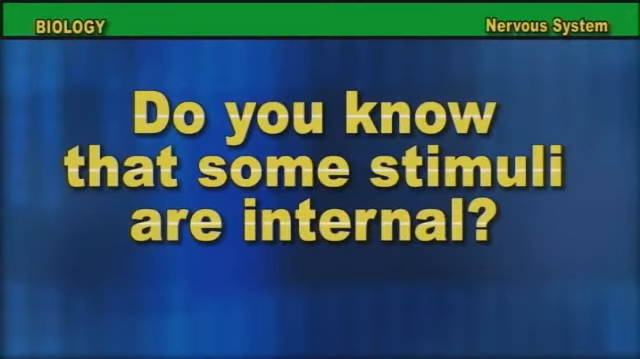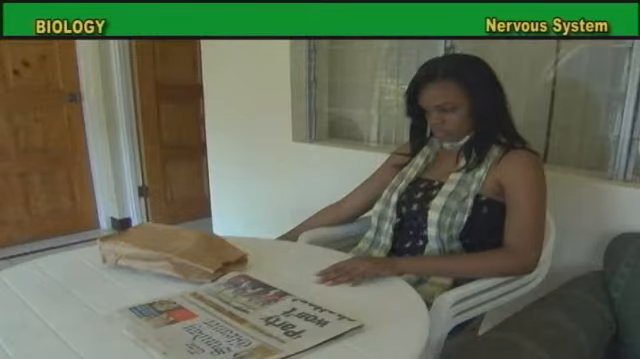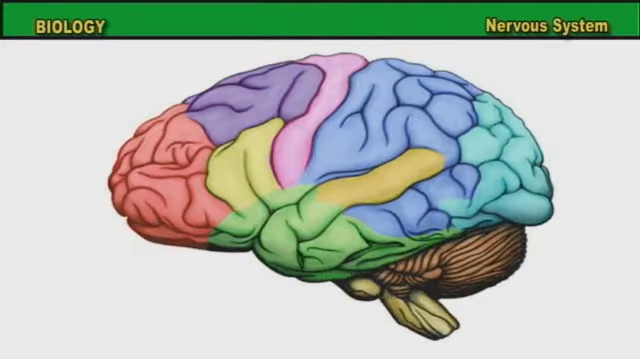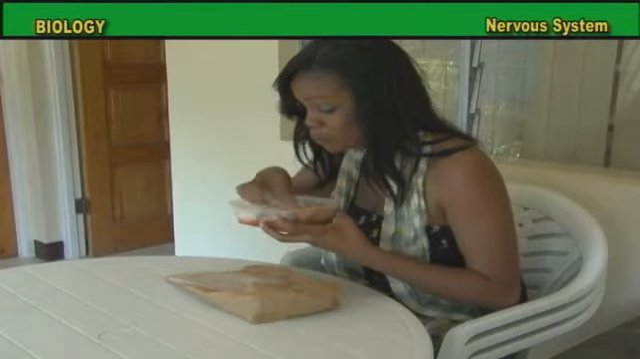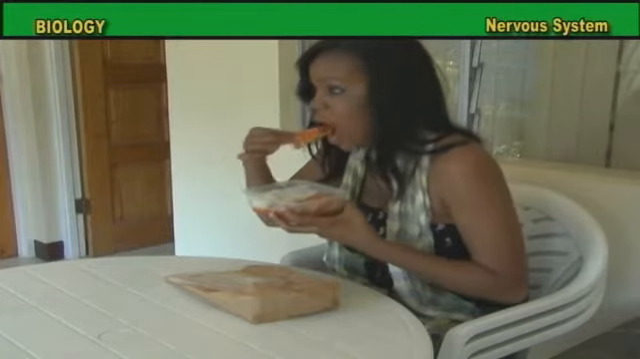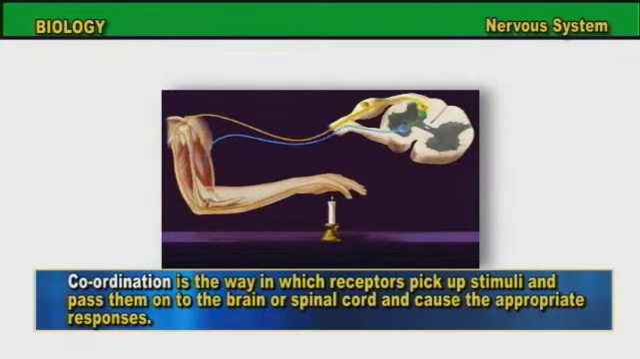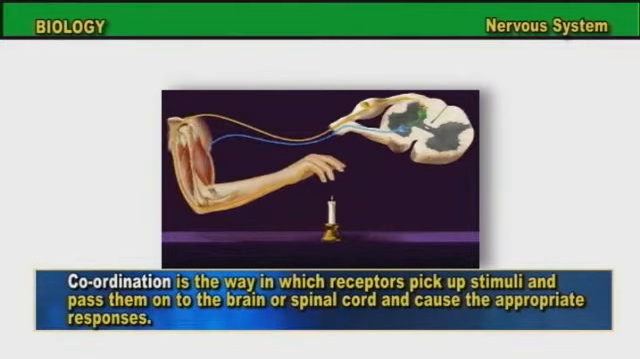Do you know that some stimuli are internal? For example, when you feel hungry, your blood sugar level falls, and the message is sent to the brain, which triggers the response of you getting food. In order to respond to a stimulus, receptors and effectors must coordinate. Coordination is the way in which receptors pick up stimuli and pass them onto the brain or spinal cord and cause the appropriate responses.